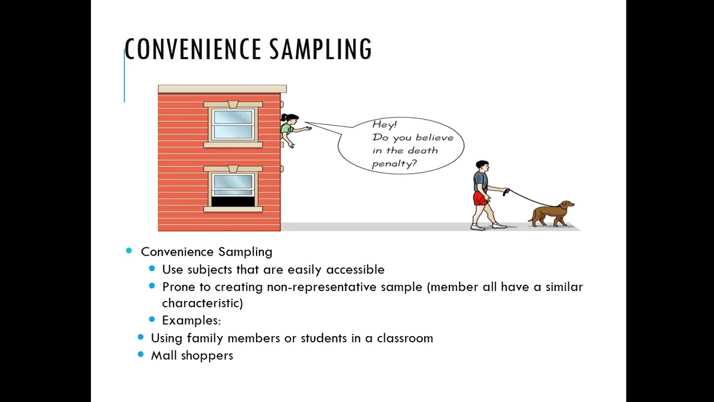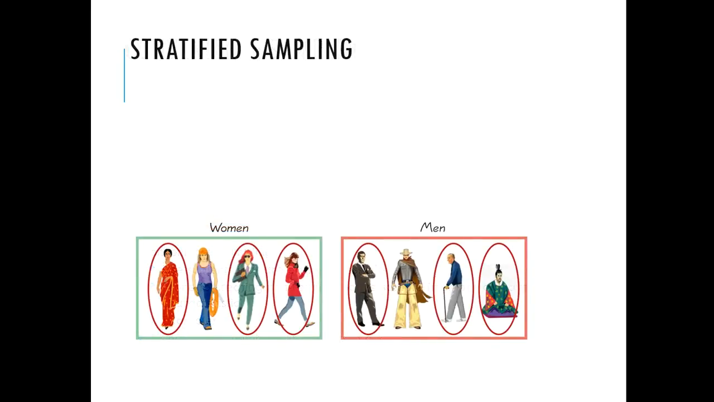For example, if you're trying to find out some information about a political issue and you only ask your family members, well, that might not be the right thing to do, because your family might all be from one political party. And if you ever go to the mall, sometimes they're trying to get your opinion. That, again, is convenience sampling, and it really doesn't do anything to represent the population.